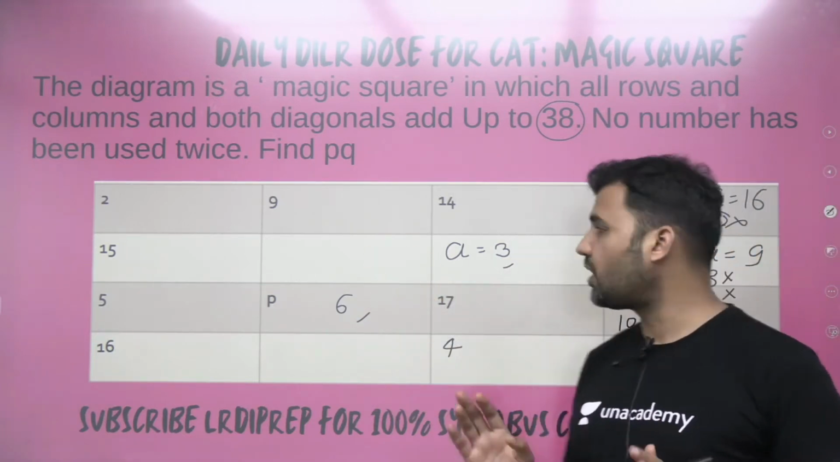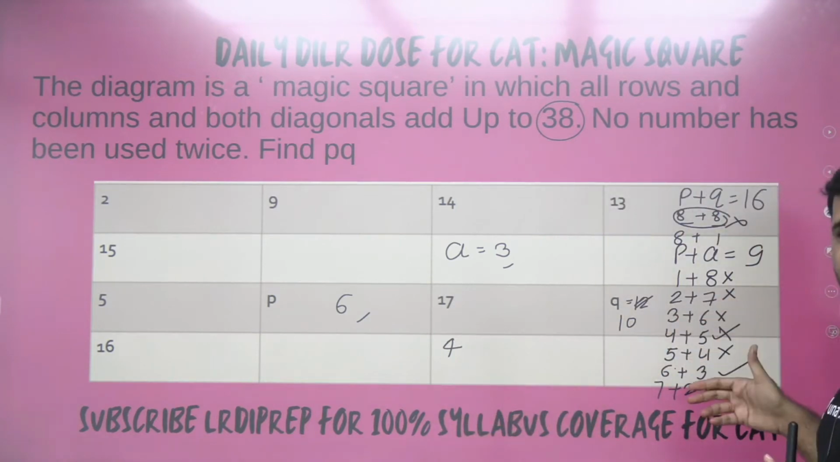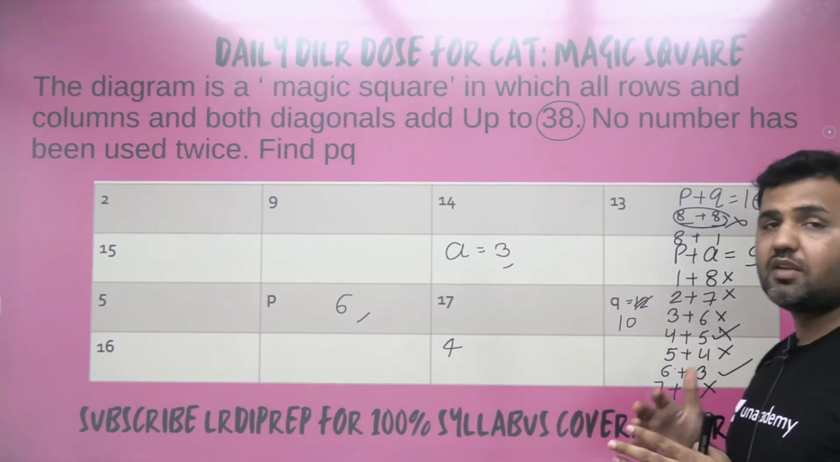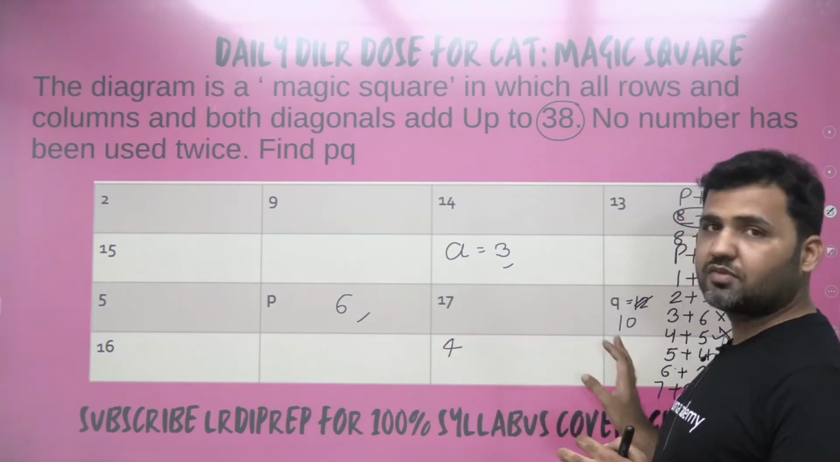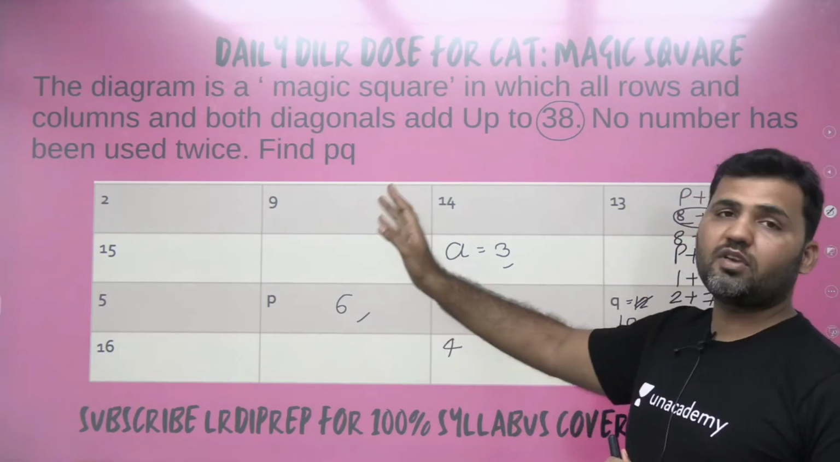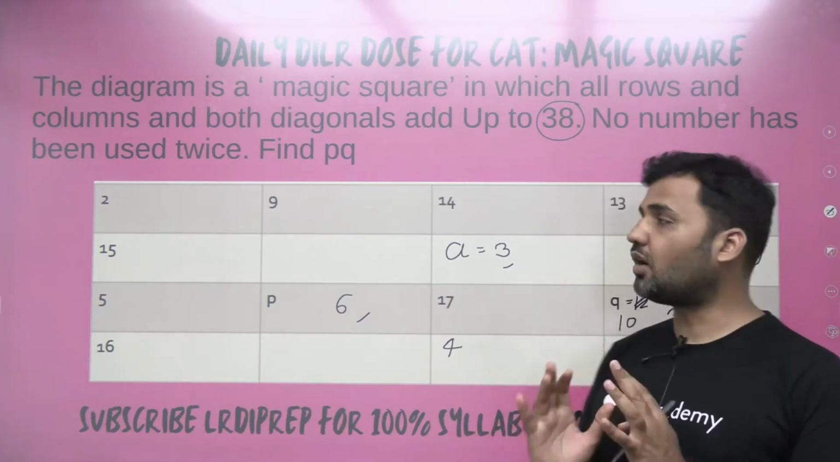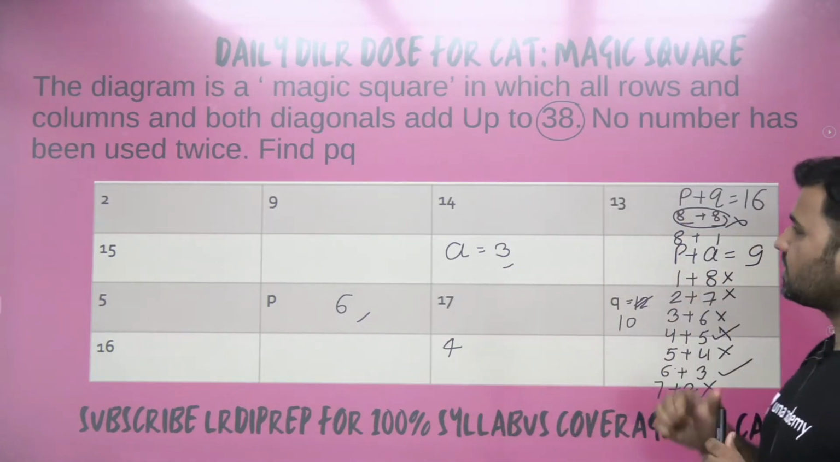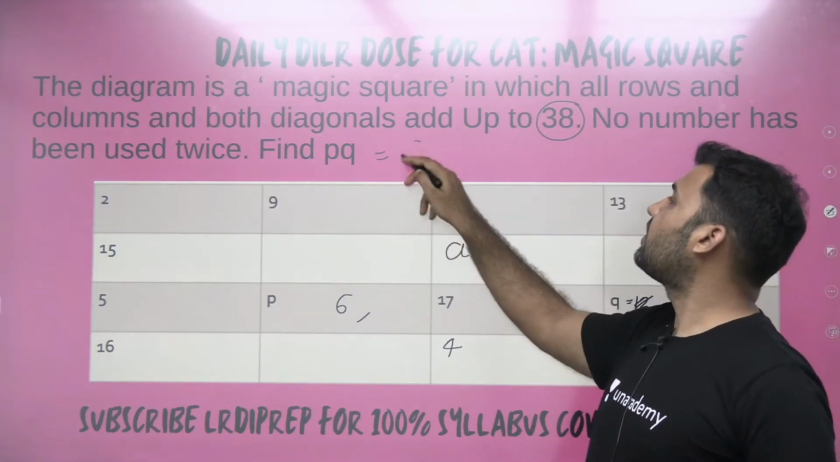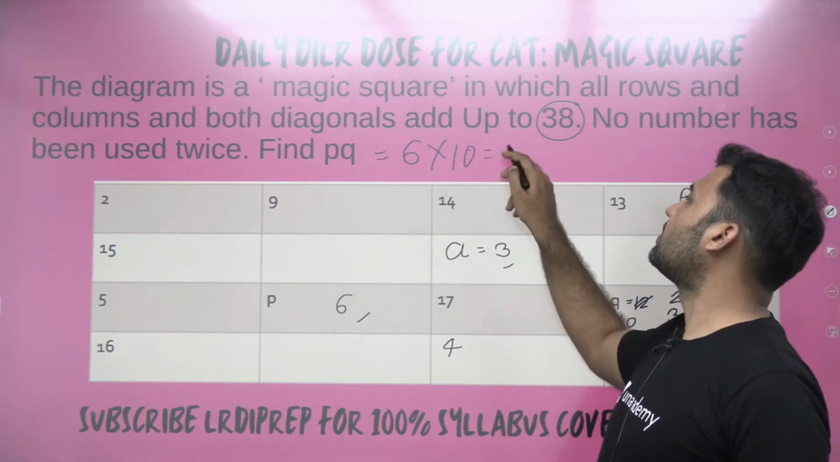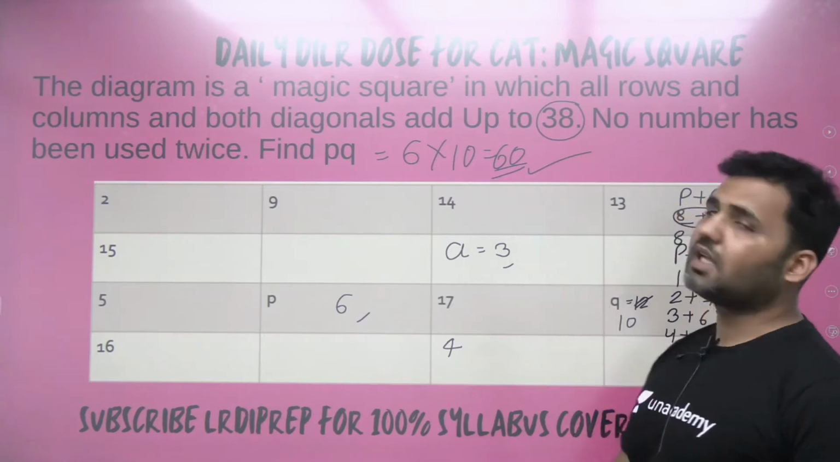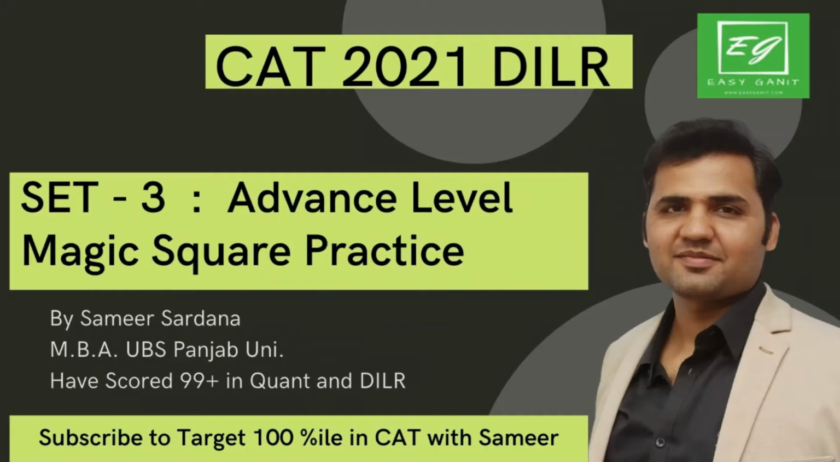It's not necessary, because if we would have two options, and if we would have to verify which of these two cases will work, then we might have to complete the matrix. But here we are getting only a unique case. The only possibility for P and Q is to be 6 and 10. So that's why you can straight away answer the question as 6 into 10, that is equal to 60. So 60 would be the answer of this question.